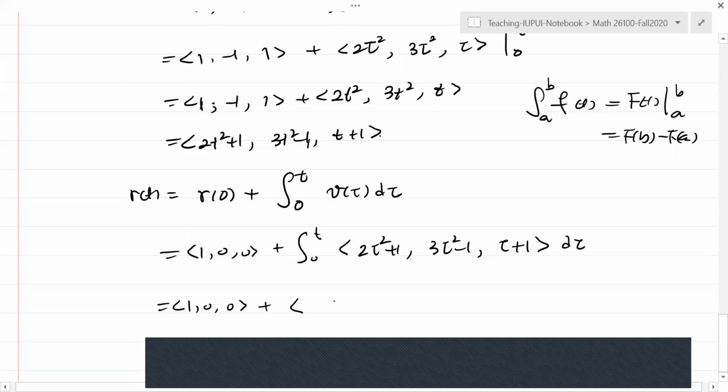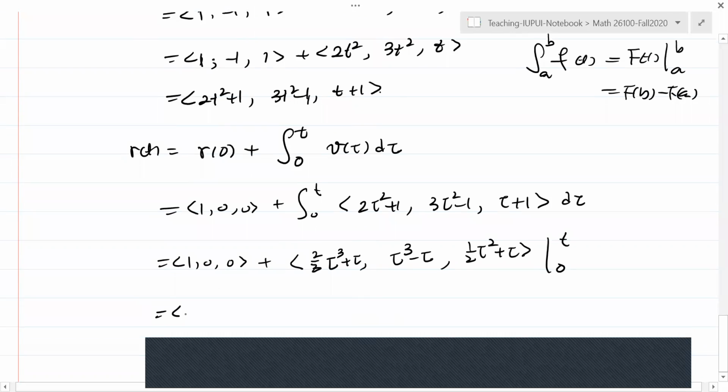So then you find the antiderivative of the first component. That'll be 2 over 3 tau cubed plus tau. And this will be just tau cubed, because when you differentiate, it gets rid of tau squared minus tau. And here is half of tau squared plus tau. Then take a difference at the endpoints. When you plug 0 for tau, it's always 0, so don't worry about that. We just need to replace tau by t.